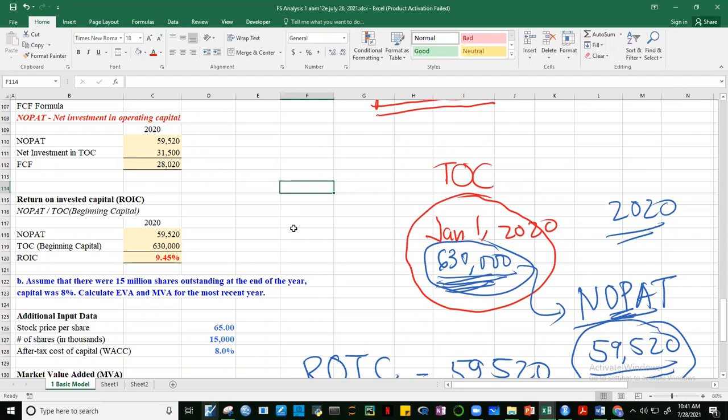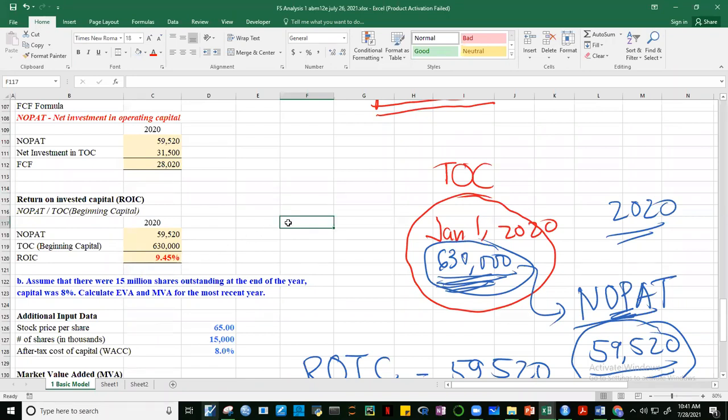59,520. Okay? Why are we using NOPAT and not NIAT? Kasi NIAT, guys, may interest expense yun. Hindi naman controlled ng operations yun eh. So you see, patas lang to, no? A very good way to assess the performance of management of operations. They generated operating profit worth 59,520 from the capital na 630 na binigay sa kanila.